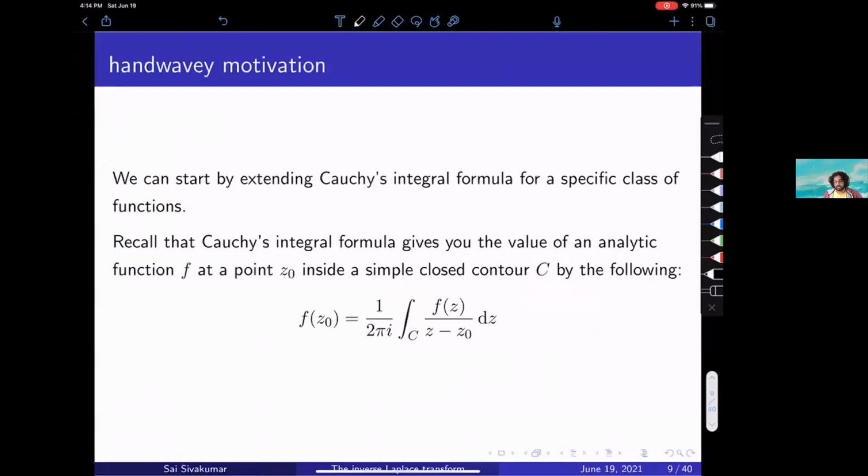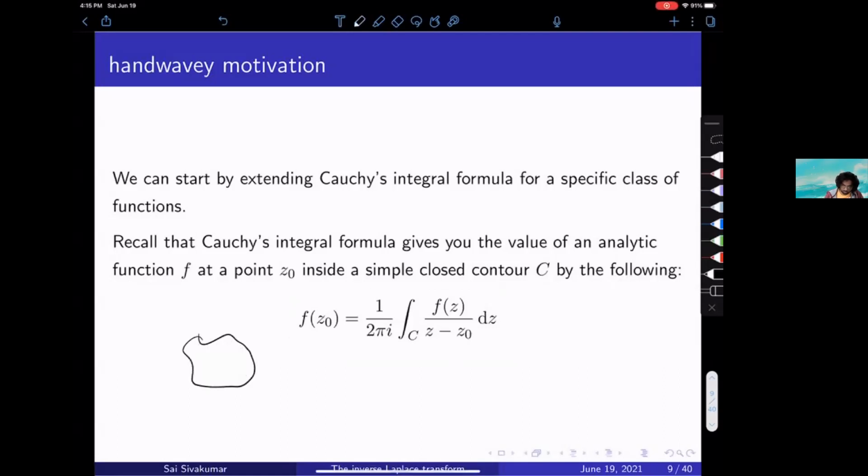Before getting to the inversion integral, you can motivate it by starting from another theorem and then formally applying the Laplace transform to whatever we get. We'll start by extending Cauchy's integral formula for a specific kind of function. To recall, the Cauchy integral formula states you've got an analytic function f on some region like this and all of the points inside of it.